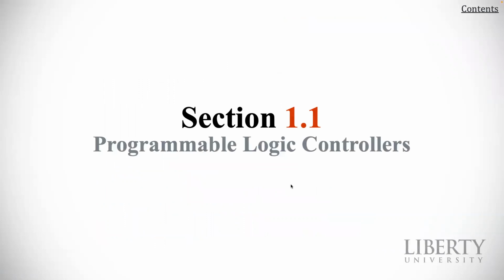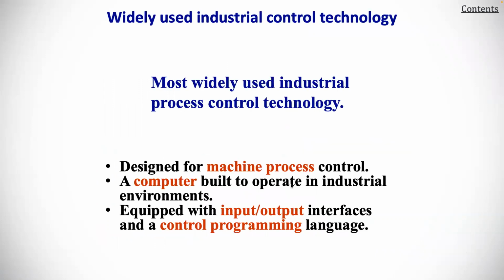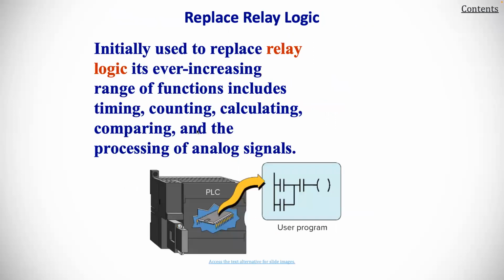This follows closely with the textbook. If you're following along and reading the textbook, you'll find that this is going to be a lot easier to see. So PLCs are widely used industrial control technology. It's the most widely used industrial process control technology that's available. And this is in contrast to the CNC, when we're talking about manufacturing of parts. It's designed for machine process control, a computer built to operate in industrial environments, and equipped with input and output interfaces and a control programming language. Those are the things we're talking about here.